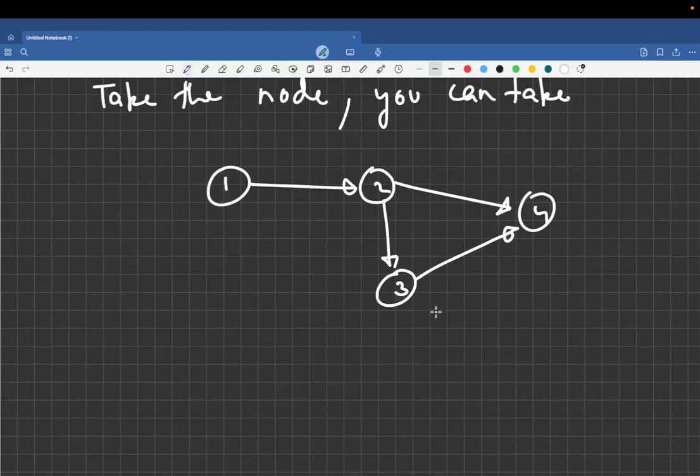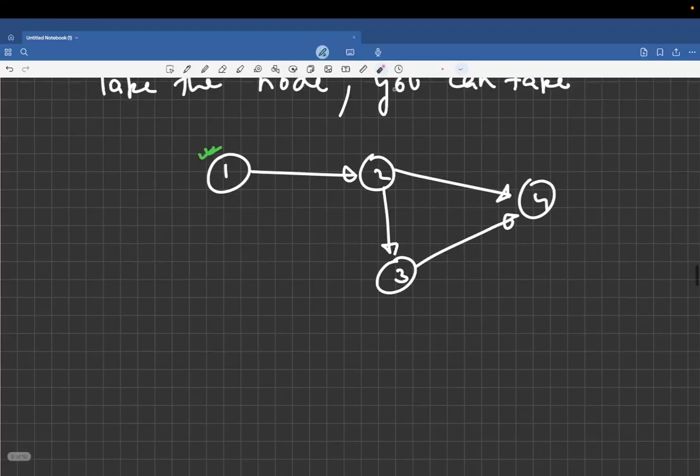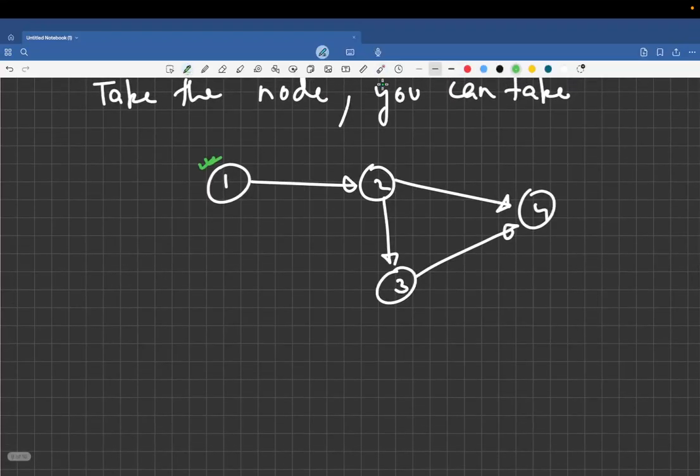Over here, can you point out the node that is not dependent on any other node? Yes, you guessed it right. Node 1 is not dependent on any other node. Node 2 is dependent on node 1, node 3 is dependent on node 2, node 4 is dependent on both node 2 and node 3. But node 1 is not dependent on any other node. So first of all, in my ordering, I will simply keep node 1.